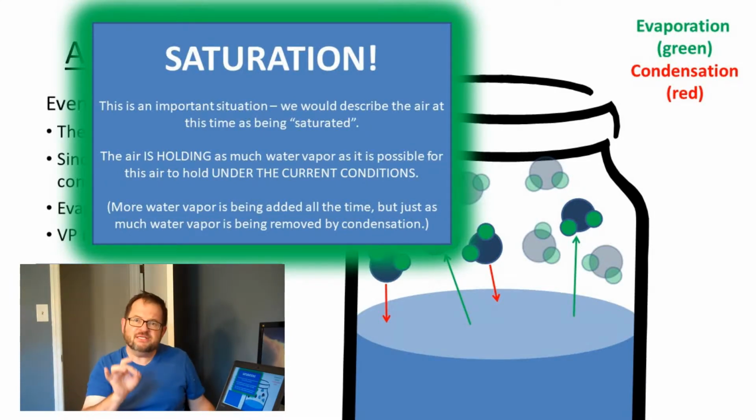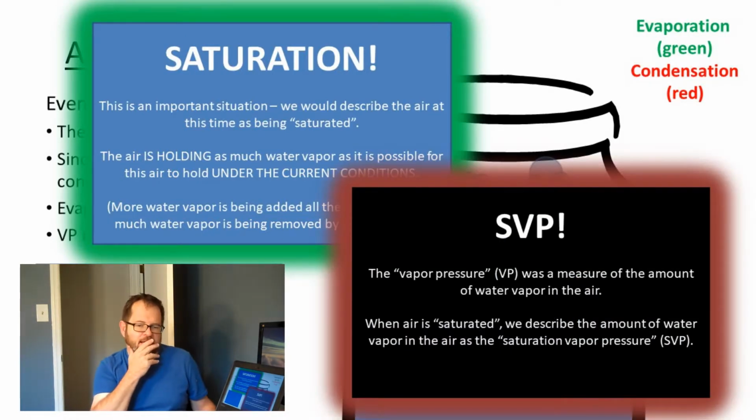But this important situation about describing the air as being saturated means that the air is holding as much water vapor as it's possible for that air to hold, and then those I put in capital letters here, under the current conditions. It's going to turn out that things like the temperature are going to determine how much water vapor the air can hold when it's saturated. More water vapor is being added all the time. The problem is it's being removed at the same rate. There's no way to get more water vapor into that air parcel at the present time, under the present conditions.